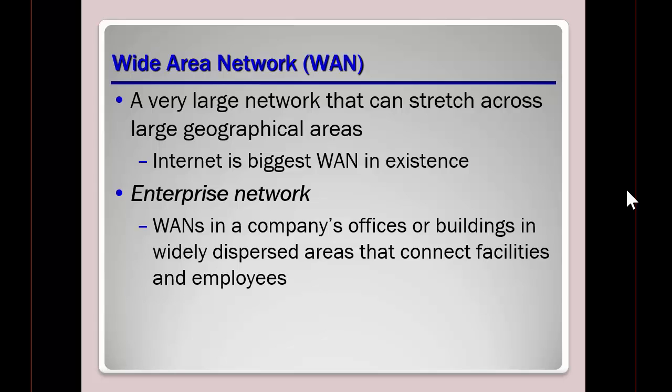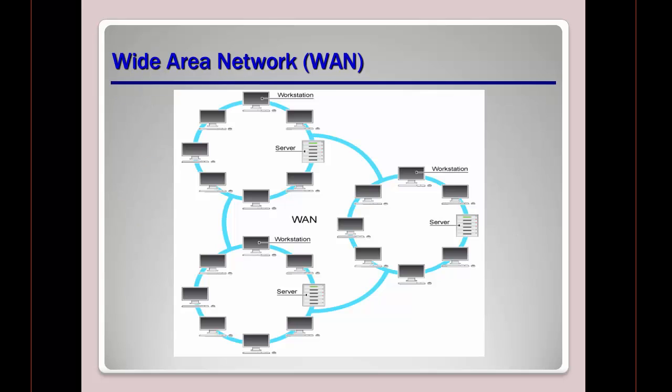An example of a WAN might be something like Les Schwab, where Les Schwab has locations throughout the Pacific Northwest. Technically, all the computers in those locations could communicate back with the corporate office, therefore sharing data across all the locations. So here's an example of a wide area network.